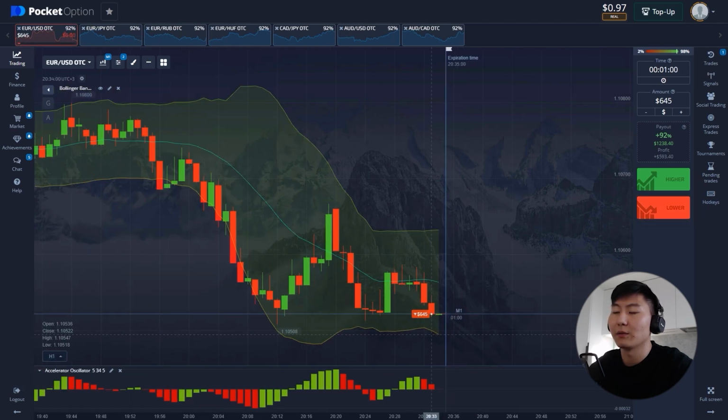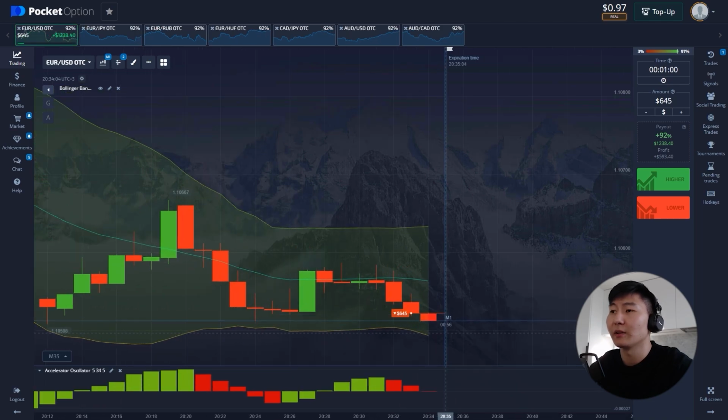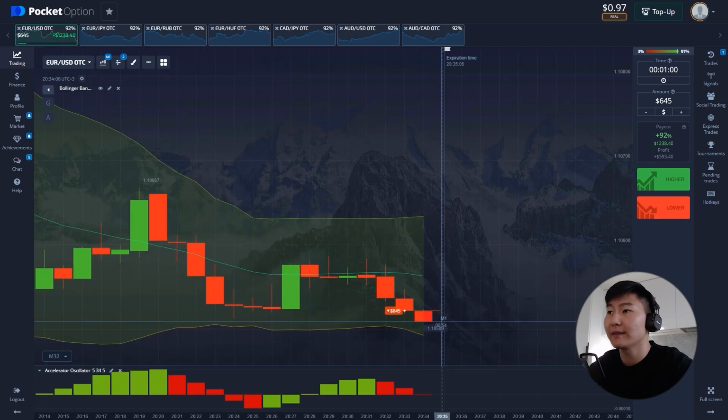We play ahead of the market. The price has to touch the lower boundary of the Bollinger. We count on that. And you should also pay attention to the negative histogram on accelerator. Moreover, the histogram crossed level 0, which is a huge bearish signal, guys.